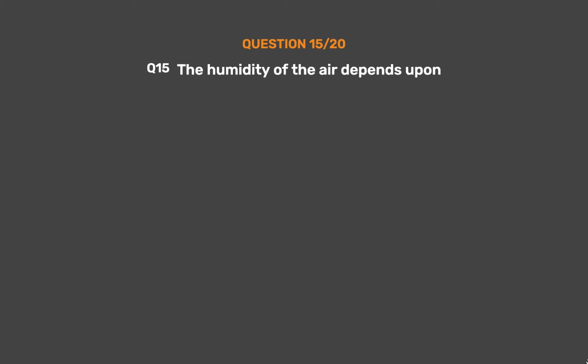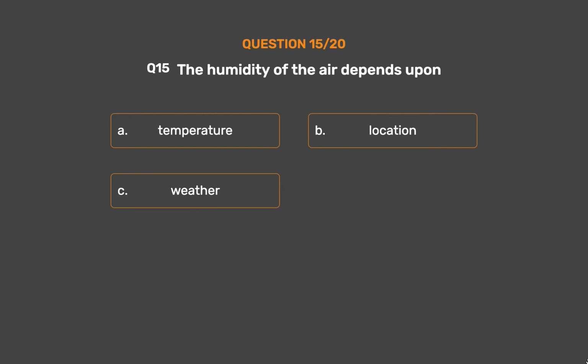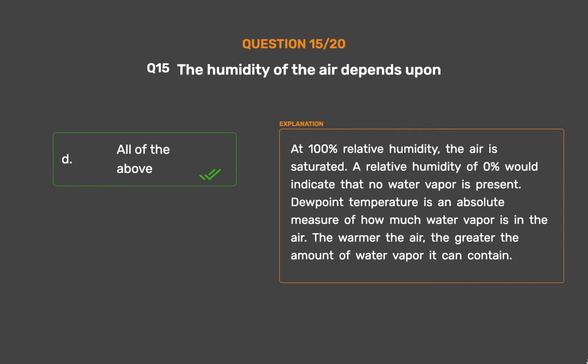Question number 15. The humidity of the air depends upon option A, temperature. Option B, location. Option C, weather. Option D, all of the above. The correct answer is option D, all of the above. At 100% relative humidity, the air is saturated. A relative humidity of 0% would indicate that no water vapor is present. Dew point temperature is an absolute measure of how much water vapor is in the air. The warmer the air, the greater the amount of water vapor it can contain.